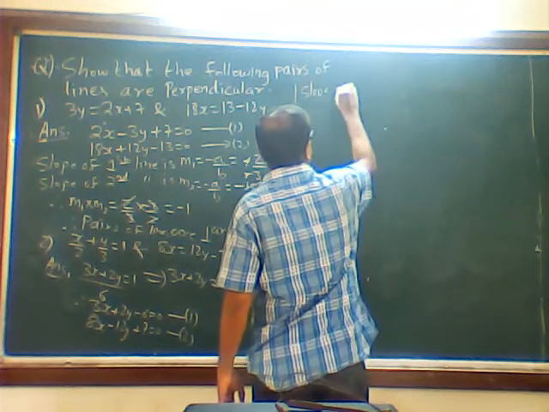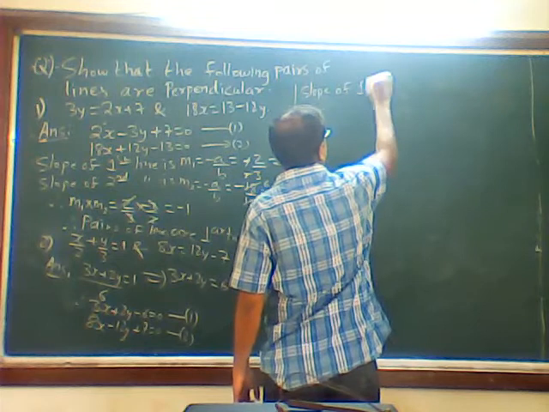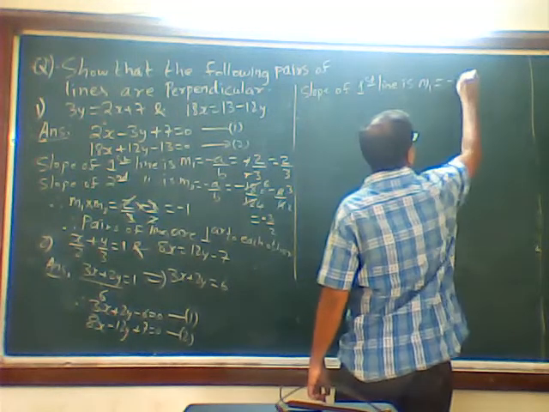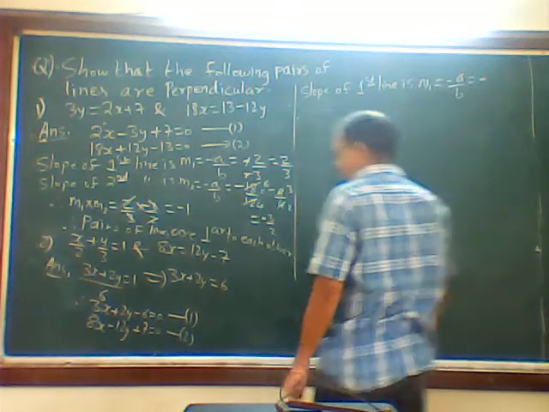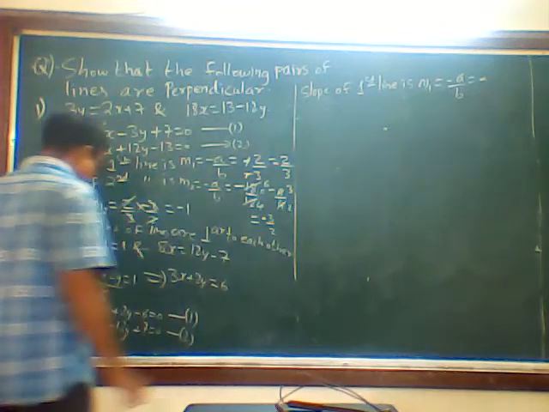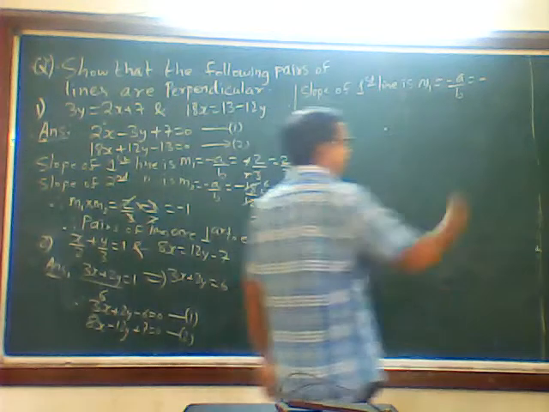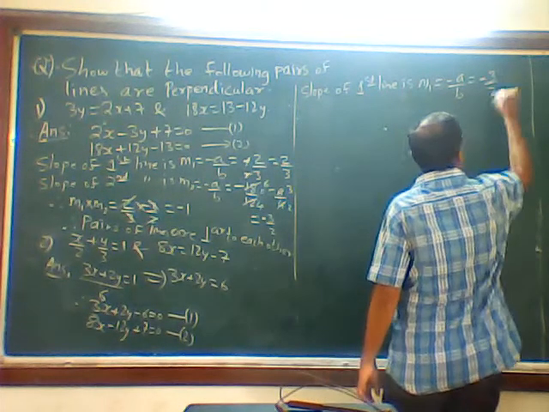Slope of the first line, m1, is equal to minus a upon b. What is a here? a is 3 and b is 2. It will become minus 3 upon 2.